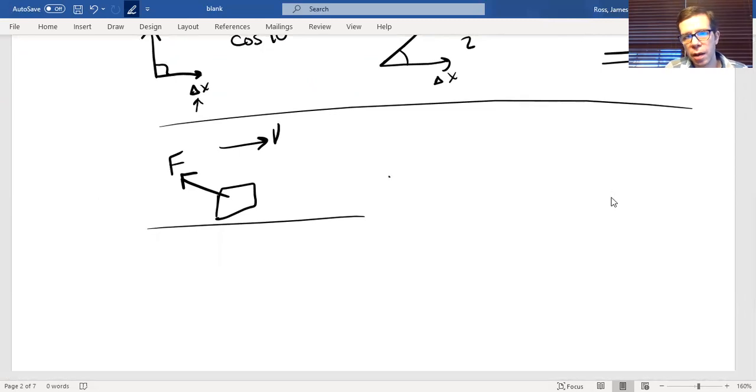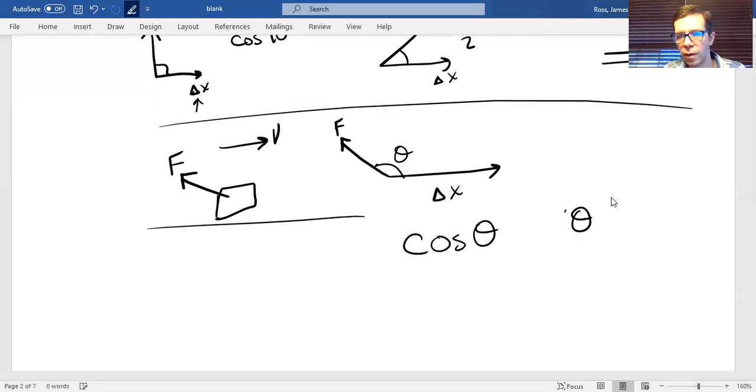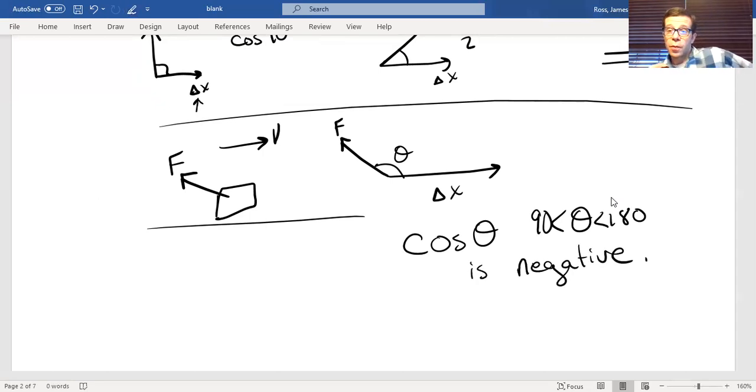Well, it still had a displacement in this direction, but now a force in this direction. I've already labeled it delta x. So this is a theta that's greater than 90, and cosine of theta, where theta is between 90 and 180, is negative. So we're going to get a negative value for the work here.